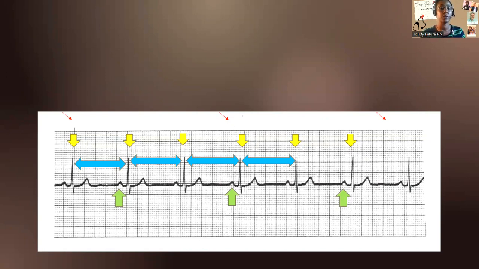So now let's determine the PR interval. We want to measure that length. We want a range between 12 and 20. So we measure those small boxes. We have about 4 to 5 boxes. So that's about 0.20, and that falls within the range. Okay, so our PR interval is normal.